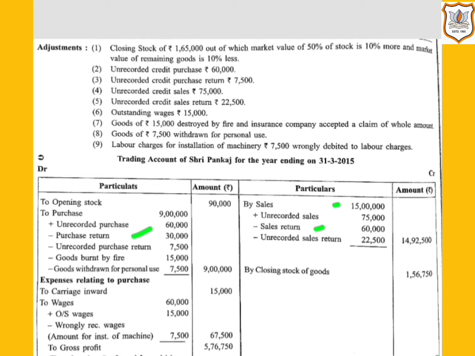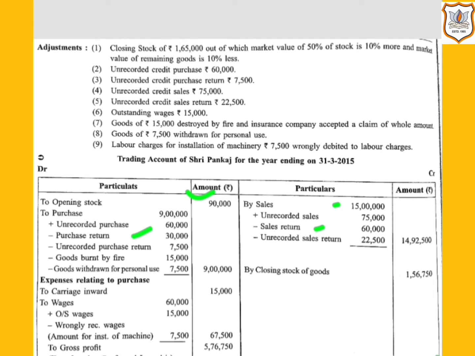Then we have stock. Date is given, that is 1st April 2014. That means it is opening stock. Opening stock means closing stock of the previous year, which has been entered in the opening stock account through an opening entry. So here we will show it in the debit side of the trading account.